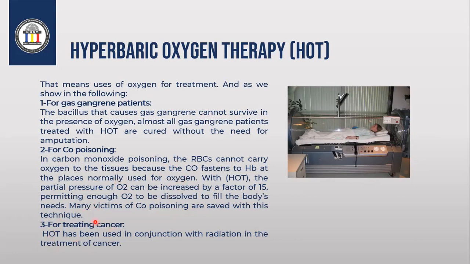The third and last one is the treatment of cancer. HBOT can be used in conjunction with radiation in the treatment of cancer.